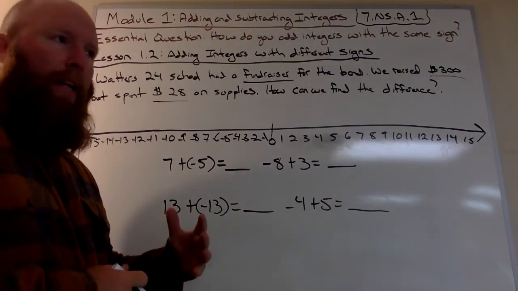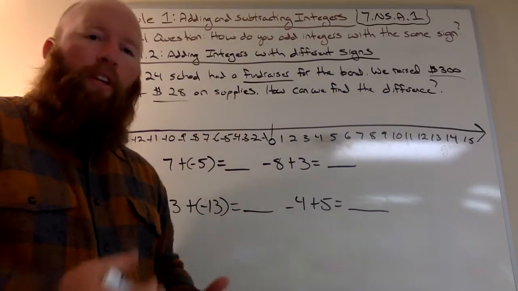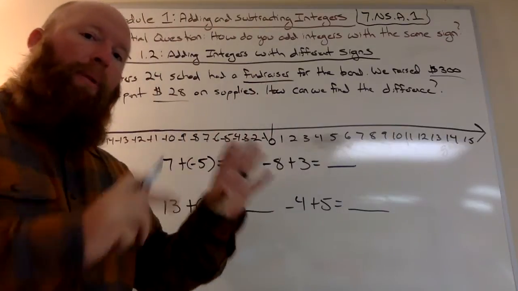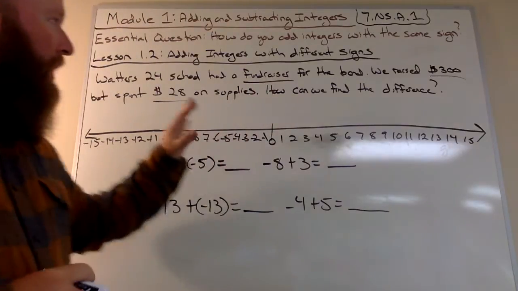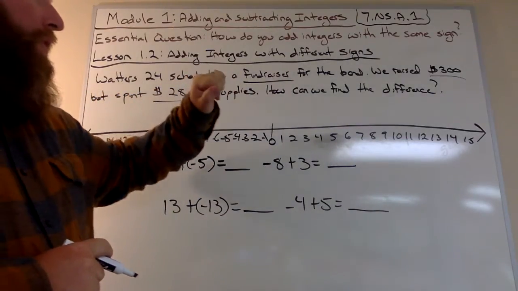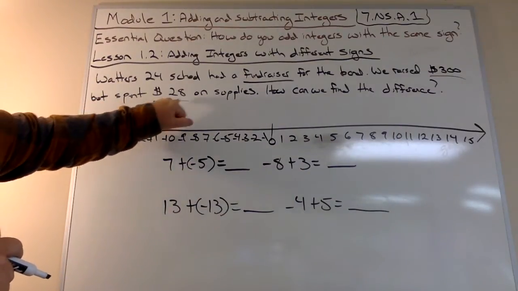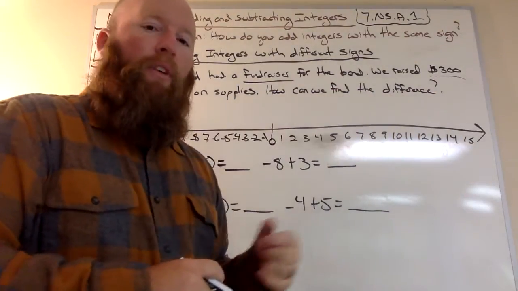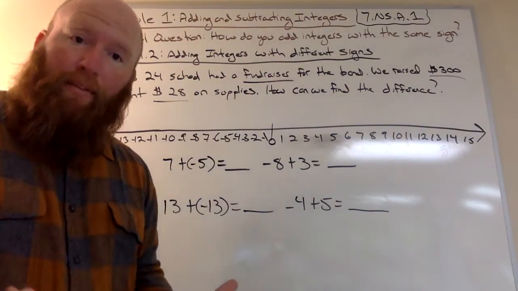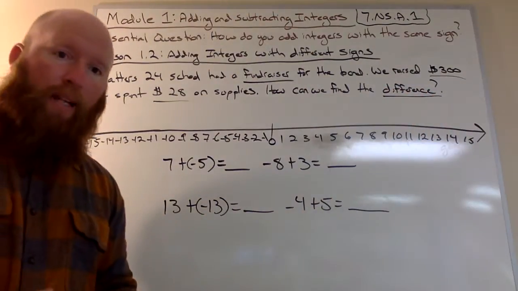This is sort of like if I asked you to explain the equation. This is the type of open-ended question that you're going to be using. It's going to be a lot more higher order, where you're really going to have to grab the different pieces and look at what it's asking. So let me just read it one more time. Waters 24 School had a fundraiser for the band. We raised $300, but we spent $28 on supplies. How can we find the difference? There's something that stands out that should be a key word in there, and that word should be difference, right? If we're looking at difference, we know that difference means to subtract, take away.